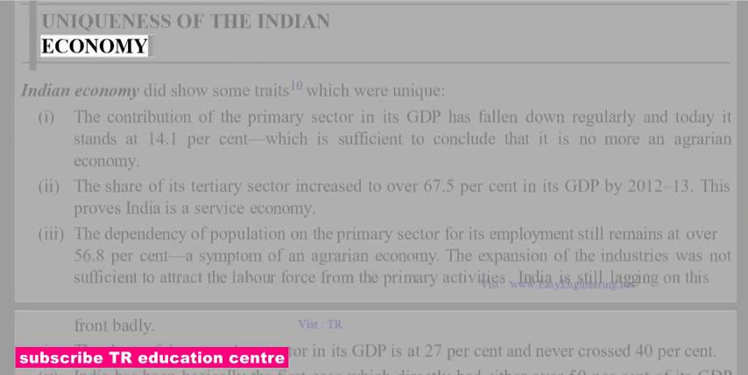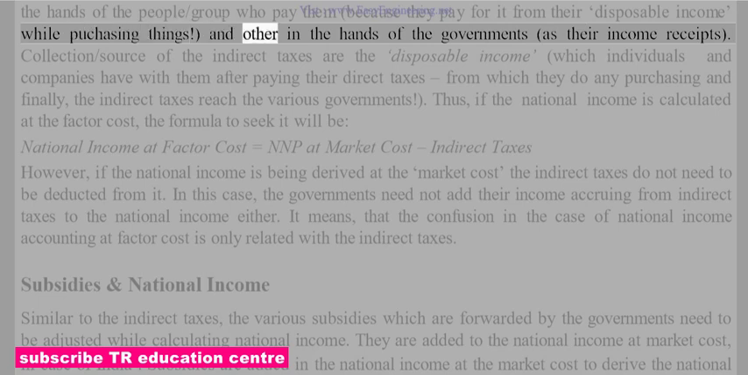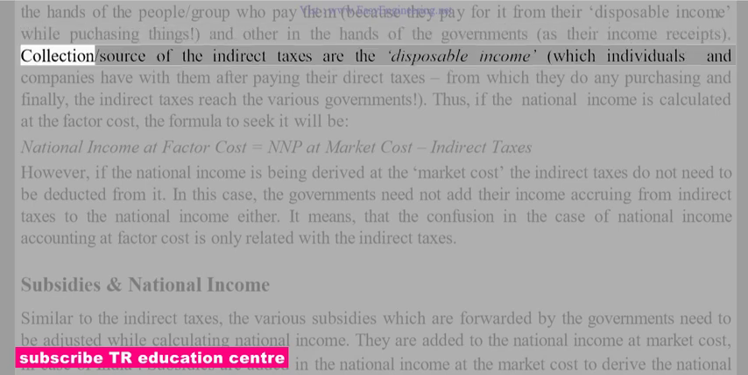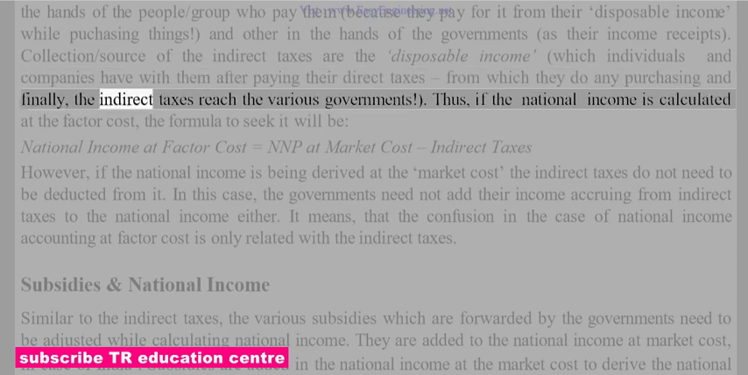the hands of the people who pay VAT and other taxes for it from their disposable income while purchasing things, and other in the hands of the governments, as their income receipts. The collection source of the indirect taxes is the disposable income, which individuals and companies have with them after paying their direct taxes, from which they do any purchasing, and finally, the indirect taxes reach the various governments.